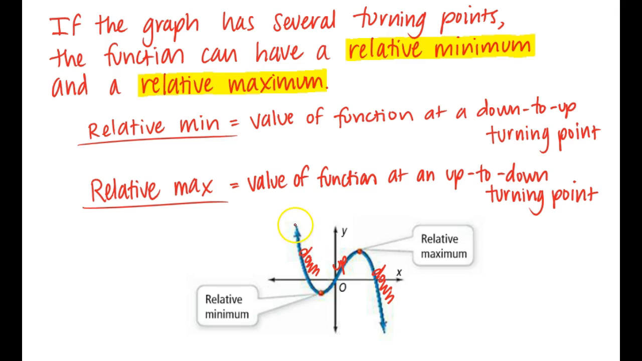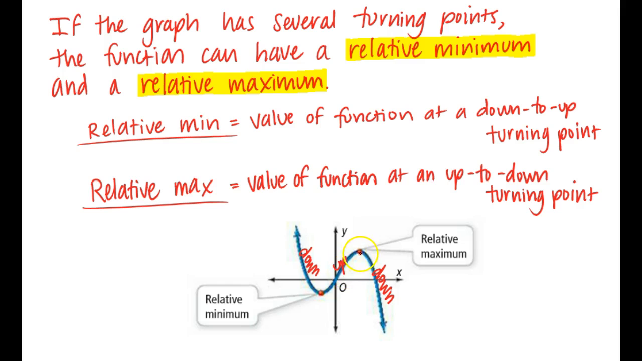So you can see in the graph below, the cubic function is going down to up in the first part. So that point at the lowest point between those two directions is called a relative minimum. The opposite of that would be a relative max, and that is the value of the function at an up to down turning point.